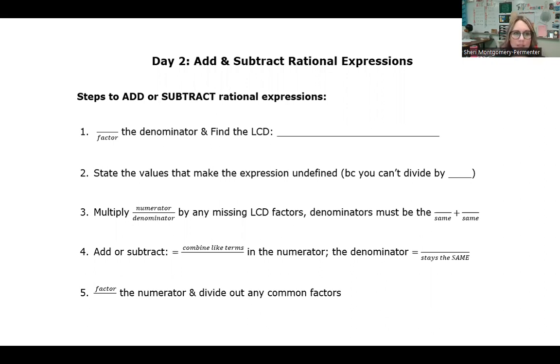So first thing that we have to do is factor the denominator and find the LCD. Do y'all know what LCD stands for? Denominator. Yes, very good. Lowest common denominator. So they have to be the same. And then it says state the values that make the expression undefined because you can't divide by what? 0.